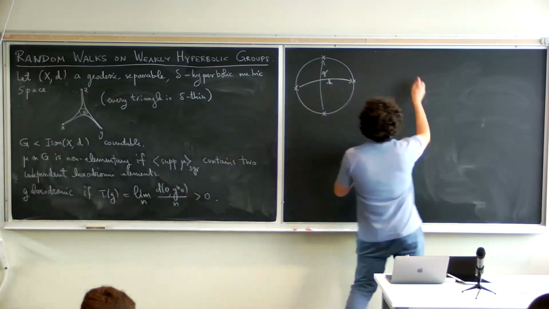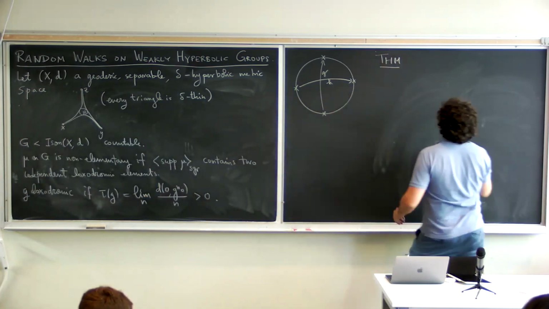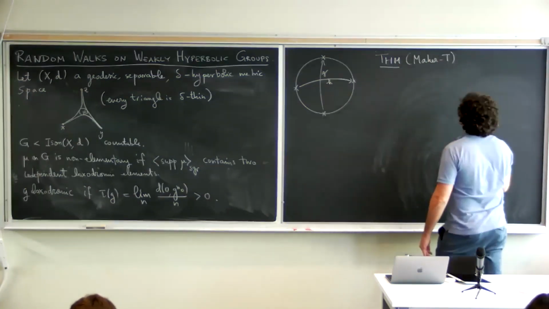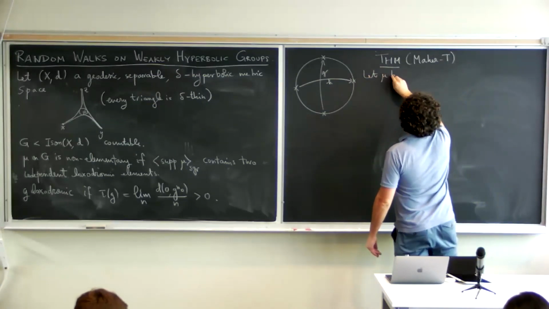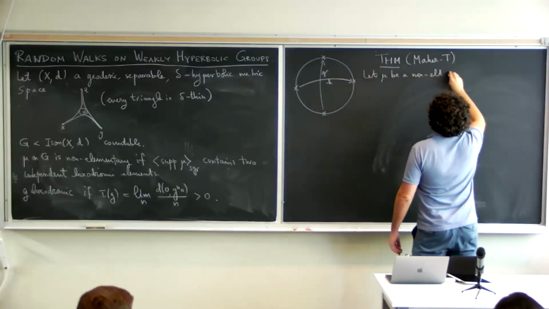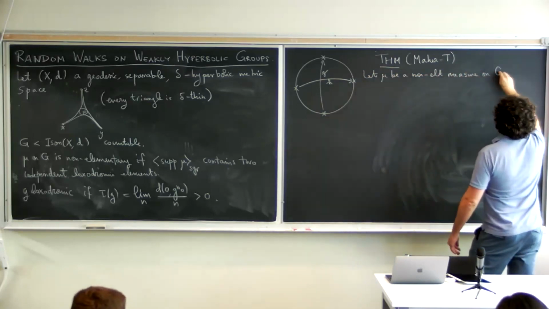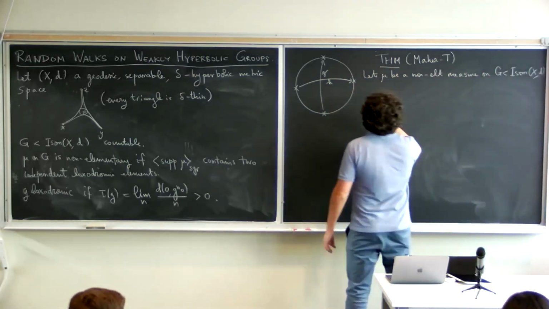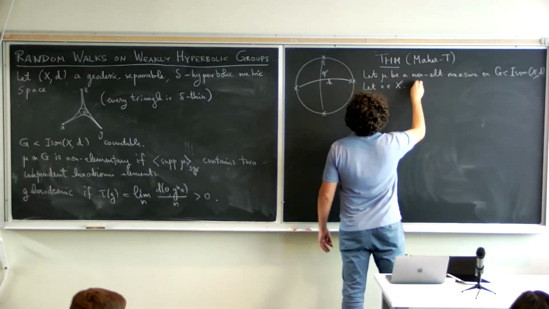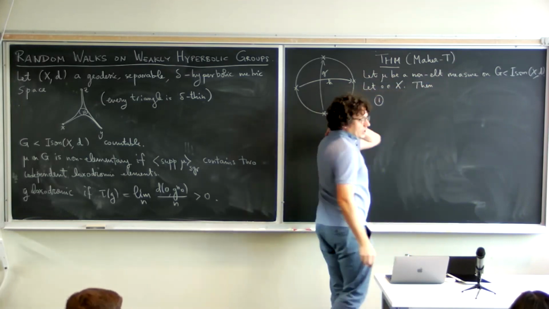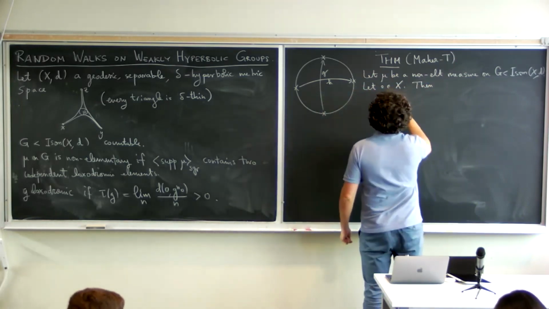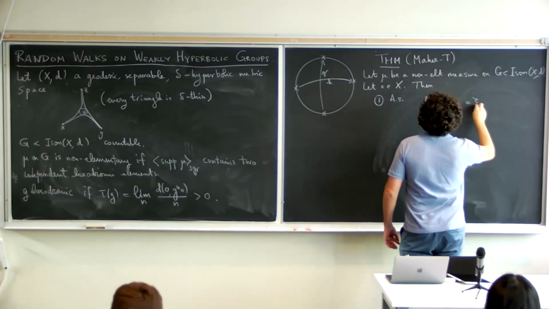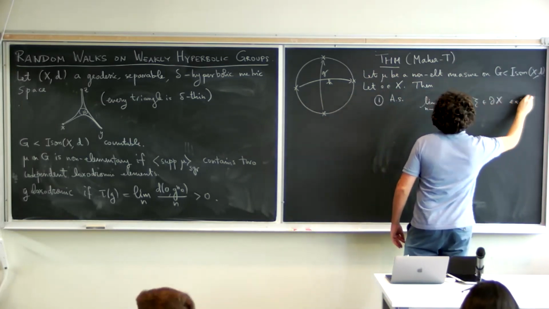So in fact, the theorem that I proved with Joseph, that I mentioned last time, is the following. Let mu be a non-elementary measure on G, a group of isometries. You take o in X, then the first thing is that you have boundary convergence: almost surely, the limit as n goes to infinity of W_n o exists on the boundary of X.